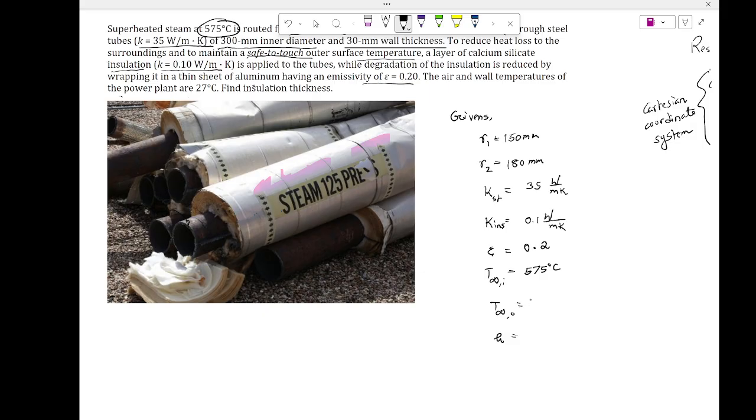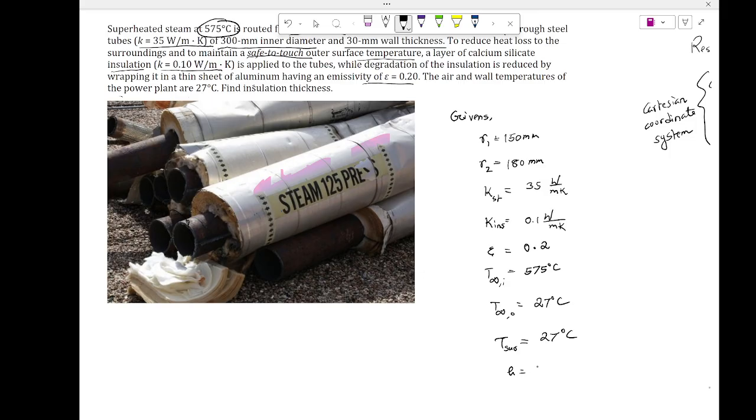And then this T infinity out is given as 27 degrees Celsius. Now, they also give you another thing called T surrounding temperature. Why do you think they give you the T surrounding temperature? And by the way, this T surrounding is 27 degrees Celsius. There is a radiation involved, right? The emissivity value is there, so there is a radiation involved. So this is another clue for you to deal with the radiation here.